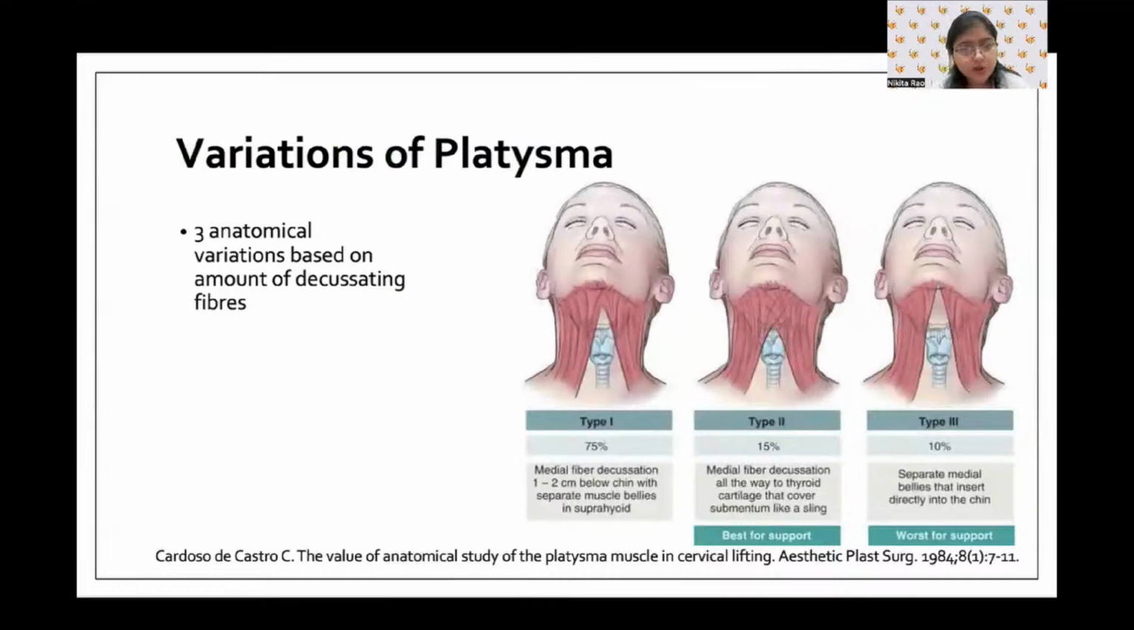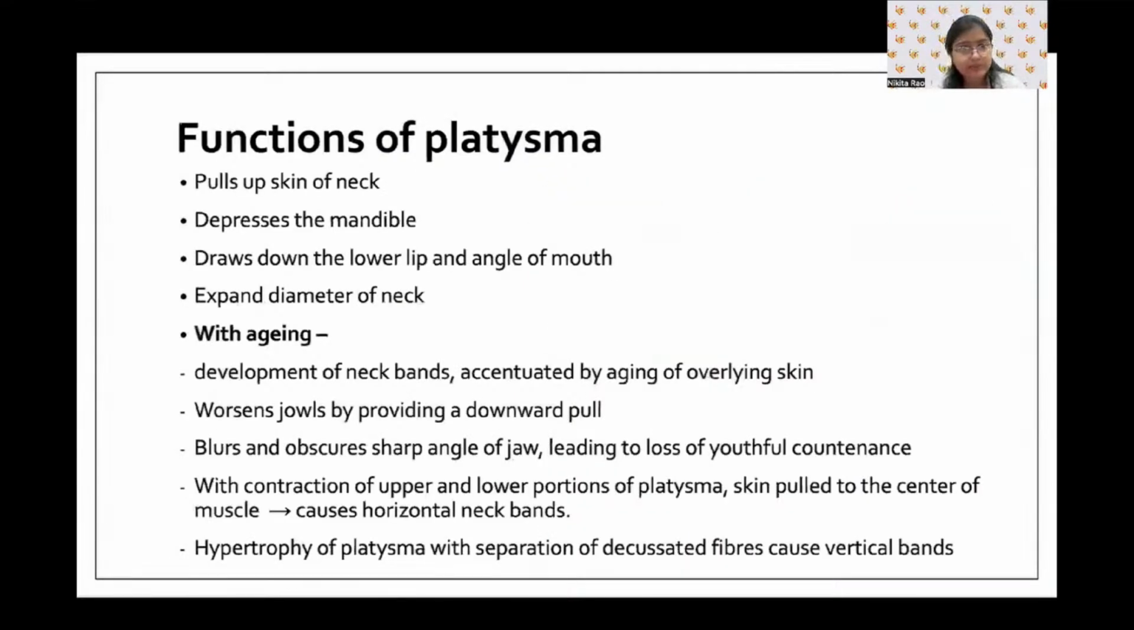Type 1 is the most common, where there is medial fiber decussation 1 to 2 centimeter below the chin with separate muscle bellies in the suprahyoid area. Type 2 gives the best support in the neck region, where there is medial fiber decussation all the way to the thyroid cartilage, covering the submentum like a sling. And type 3 is worst for support, as there is no decussation and the 2 bellies insert directly into the chin as separate fibers. With aging, neck bands develop.